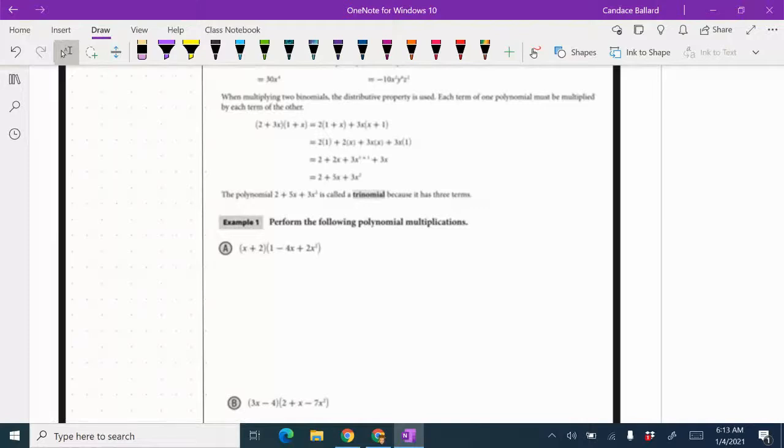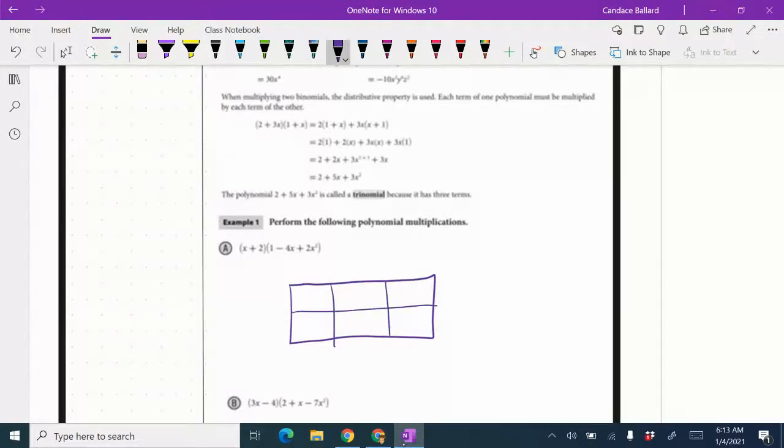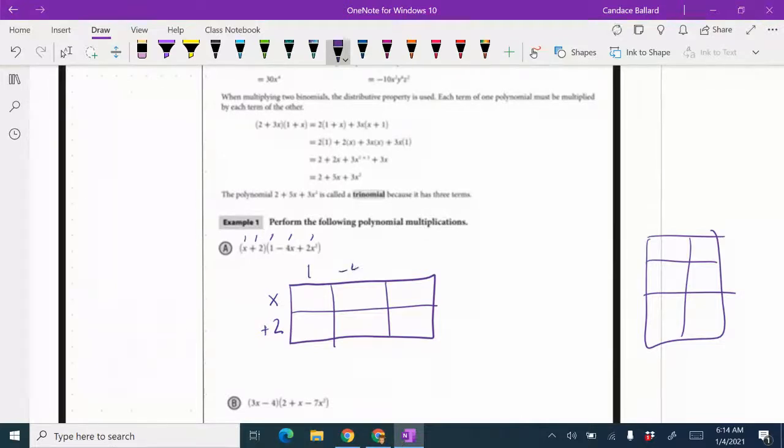So I'm going to use what we call the area model or the box, kind of like when we were factoring. So I'm going to draw an area model, and I notice that I have a binomial times a trinomial. So that's what I'm drawing. I could draw it like that, or I could draw it like this. Either way will work. So I'm going to put my binomial down the side, so x plus 2. And then I'm going to put my trinomial on the top, 1 minus 4x plus 2x squared. And now we're going to multiply.